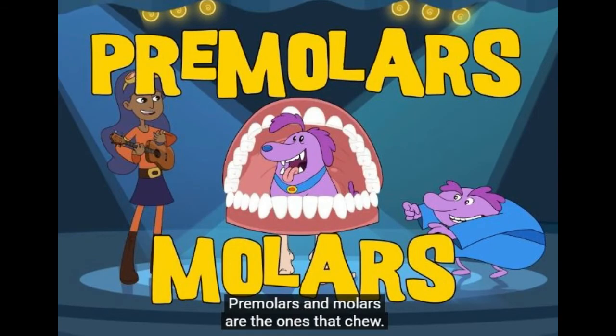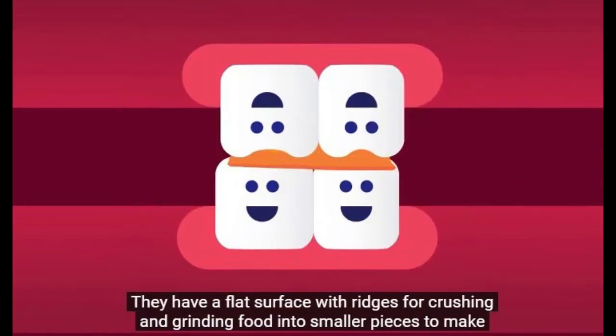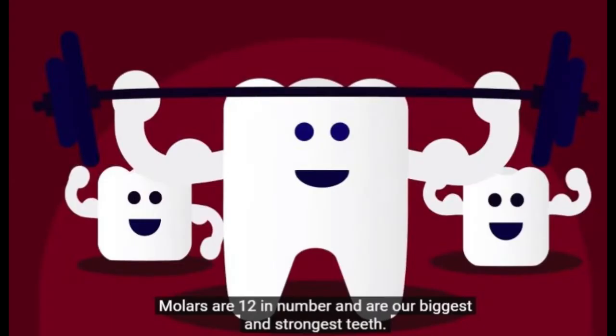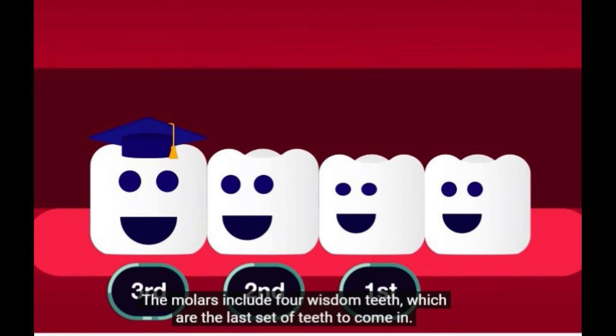Next, premolars. The broad teeth next to the canines are called premolars or cracking teeth. These help to grind and mash the food. Molars. Molars are behind premolars. There are 12 molars in our mouth, 6 in each jaw. They are used for vigorous chewing. This includes the wisdom teeth.